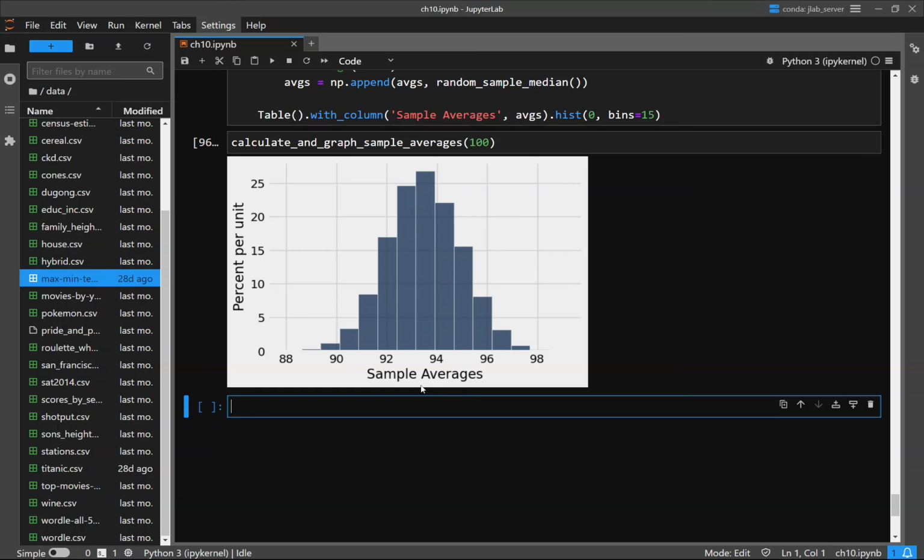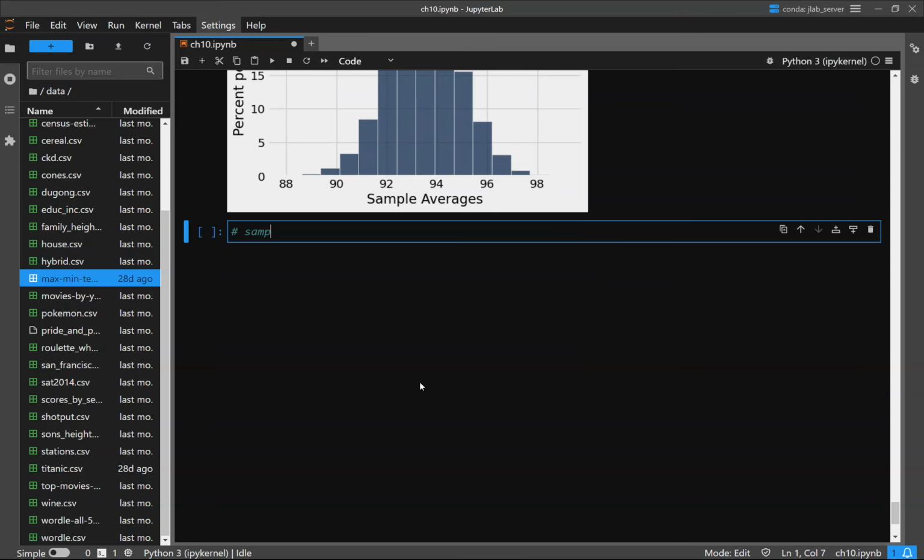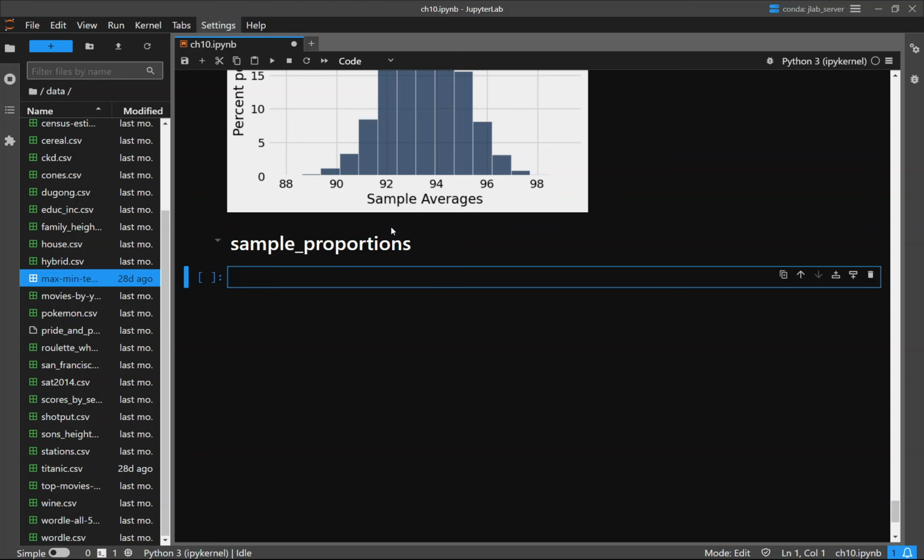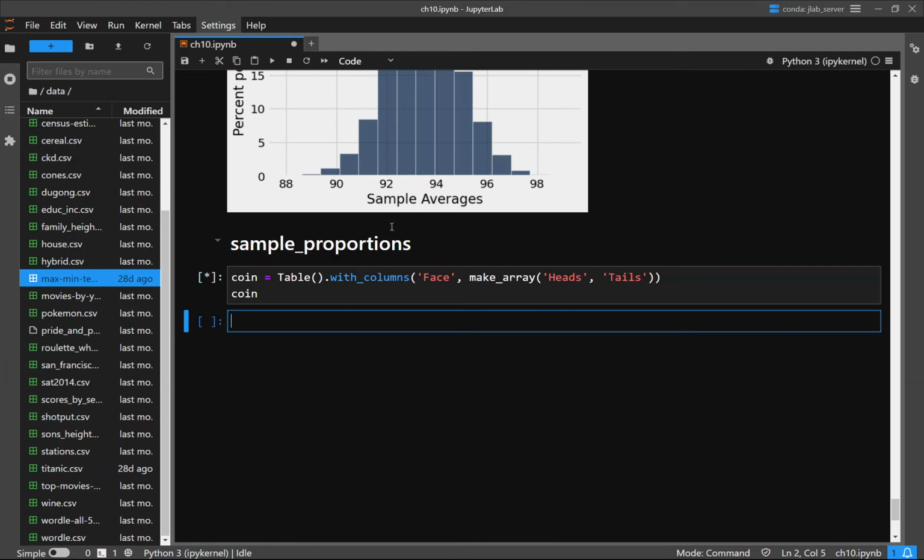So let's just make a new section for it. Sample proportions. And let me do something that's very tedious. Let's make a table that represents all the ways that a coin could be flipped. A table with columns. We'll call it the face column. What is the face of the coin? It could be heads, or it could be tails. So there's my coin table.